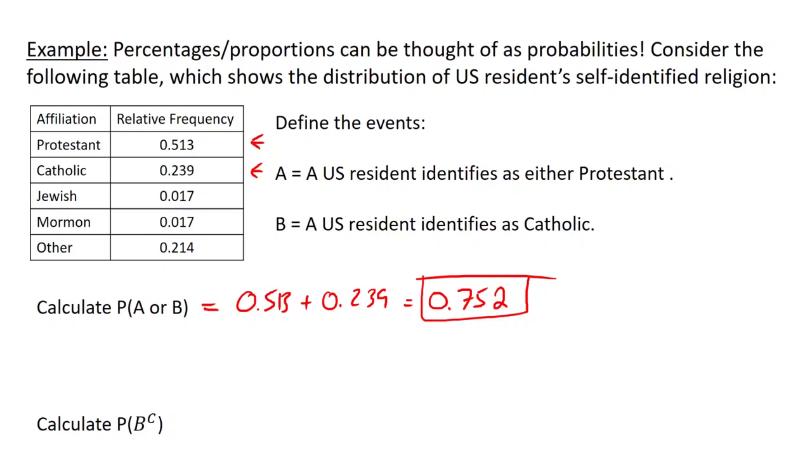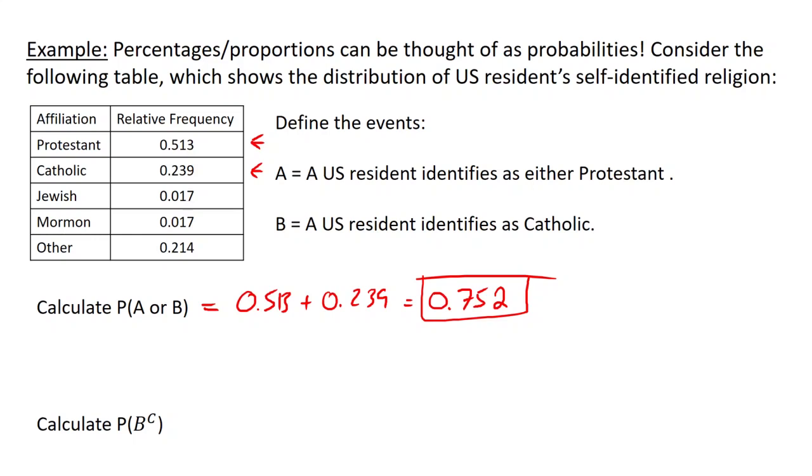Now, in this case, do we have to worry about any overlap? We don't have to worry about double counting people because nobody was double counted in either of these categories, right? They picked one or the other. So there is no overlap essentially. Self-identifying as Protestant is mutually exclusive from self-identifying as Catholic. You got to pick one or the other for the survey.